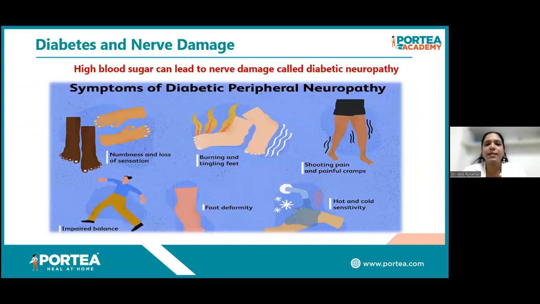This is something I wanted to discuss, because 70% of my patients come with a neuropathy complaint. Nerve involvement from the blood sugar.